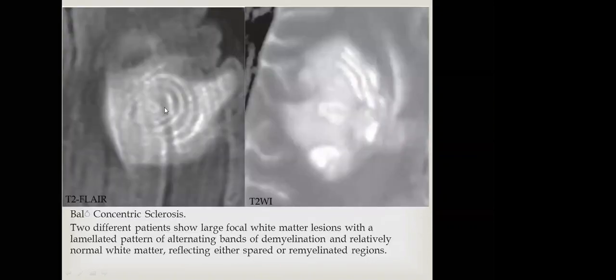This is the case of Balo concentric sclerosis. If you see alternating hypo and hyperintense layers with central, two different patients show large focal white matter lesions with a laminated pattern of alternating bands of demyelination and relatively normal white matter, reflecting either sparing or remyelinating lesion. This alternating band represents either demyelination, remyelinating part, or normal myelination.